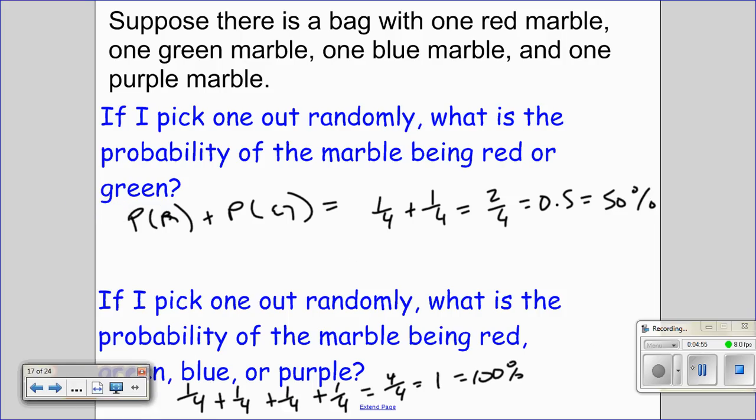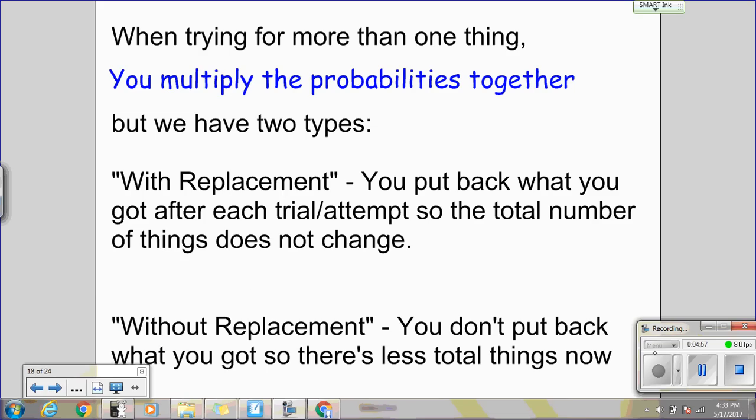All right, when trying for more than one thing, or if you have more than one event, you multiply the probabilities together. But there's two different types. We have with replacement and without replacement. With replacement is exactly as it sounds. You put an item back.